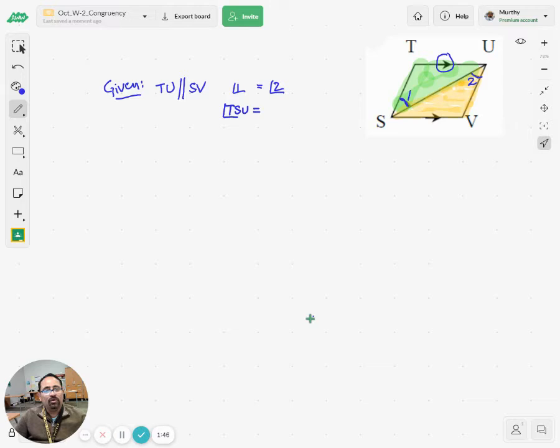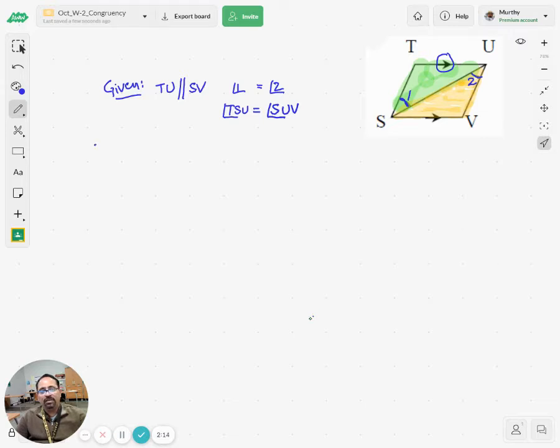Angle 2, you can take this way, starting from S. Make sure that the vertex is in the middle. So it is angle SUV or VUS. So angle 1 equals angle 2, or you can write that TSU equals SUV. Okay. Then here, any other additional information? That's it.